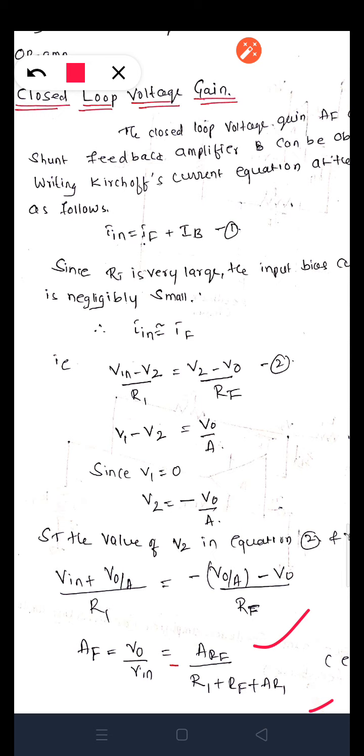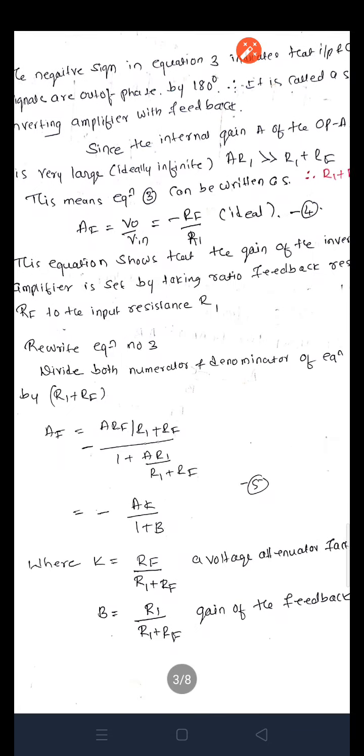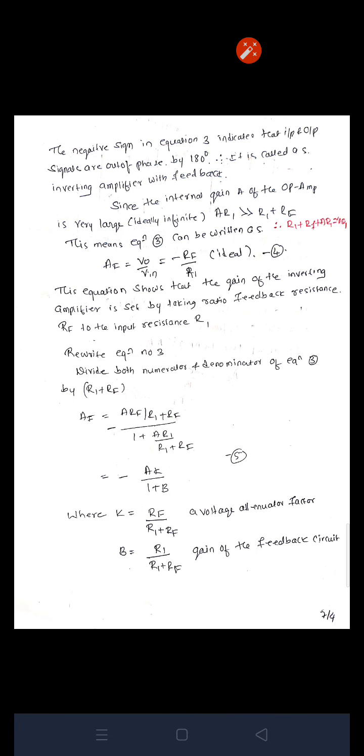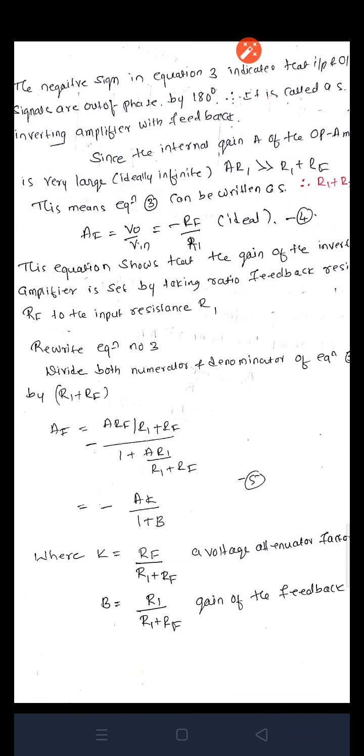And what exactly does the negative sign in equation 3 indicate? It indicates that the input and output signals are out of phase by 180 degrees. Therefore it is called an inverting amplifier with feedback. So this is what we have studied regarding the closed loop voltage gain.